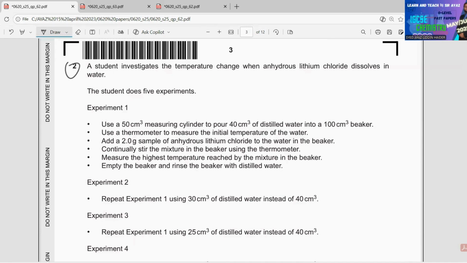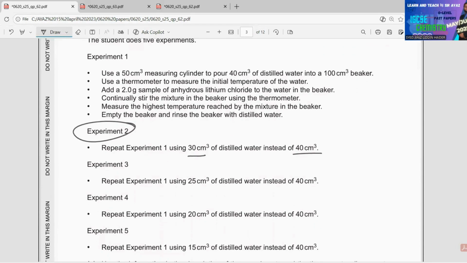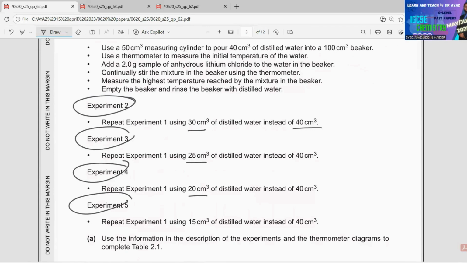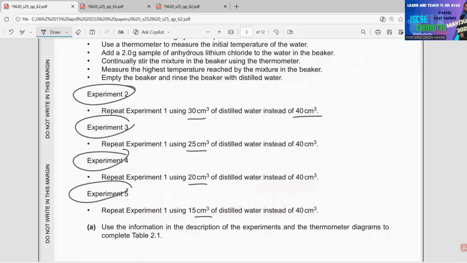Continually stir the mixture in the beaker using the thermometer. Measure the highest temperature reached by the mixture in the beaker, empty the beaker and rinse the beaker with distilled water. Repeat experiment 1 using 30 cm³ of distilled water instead of 40 cm³. This will be experiment 2. Now experiment 3. Repeat experiment 1. This time you will use 25 cm³ of distilled water. In experiment 4, you will use 20 cm³ of distilled water. In experiment 5, we'll use 15 cm³ of distilled water.